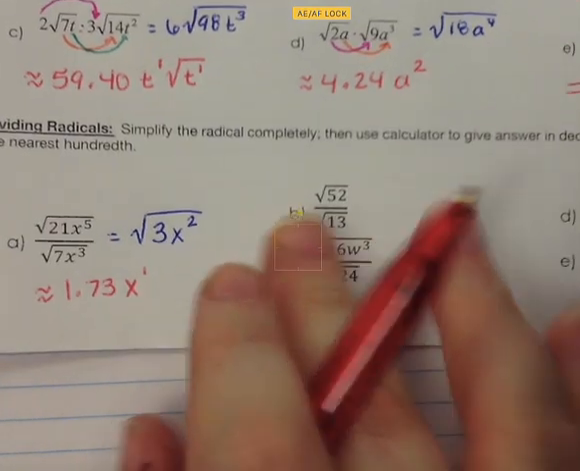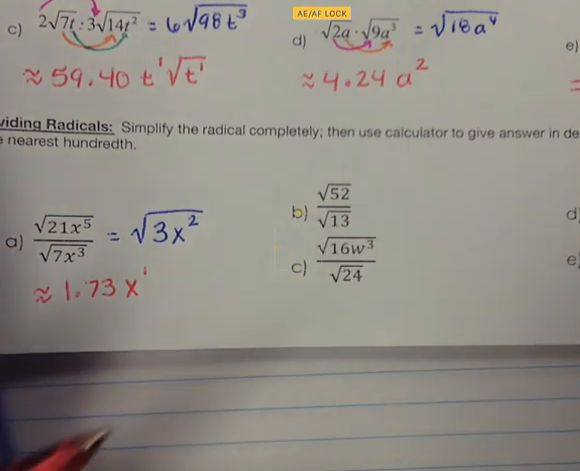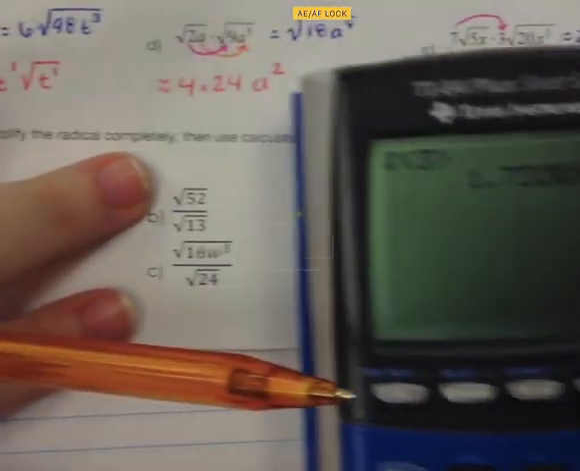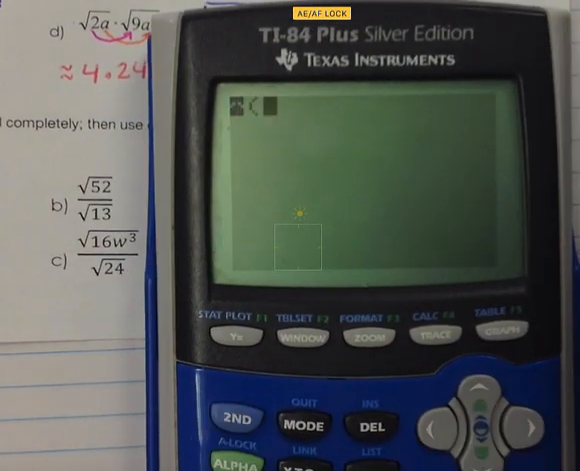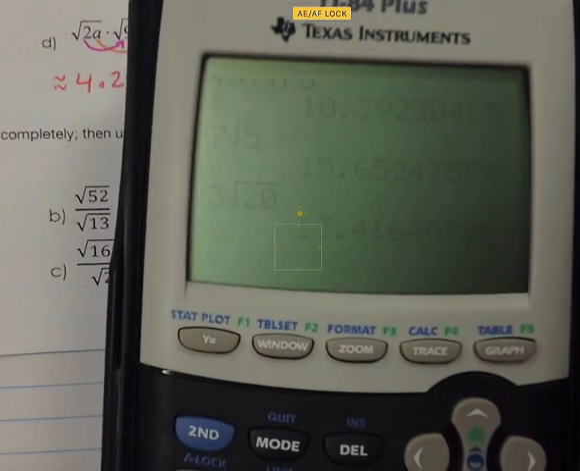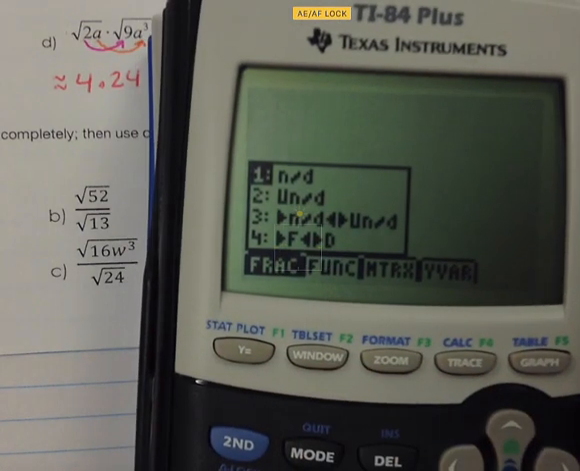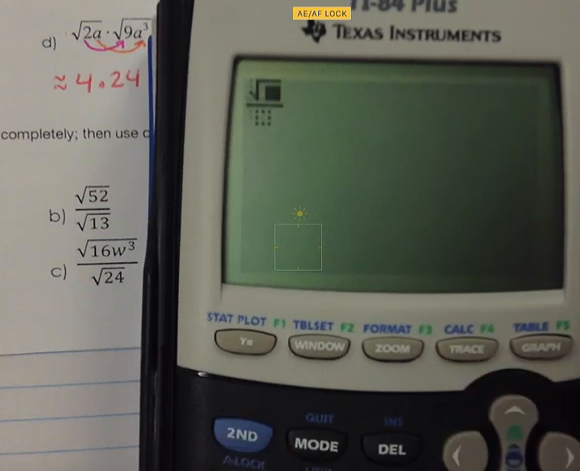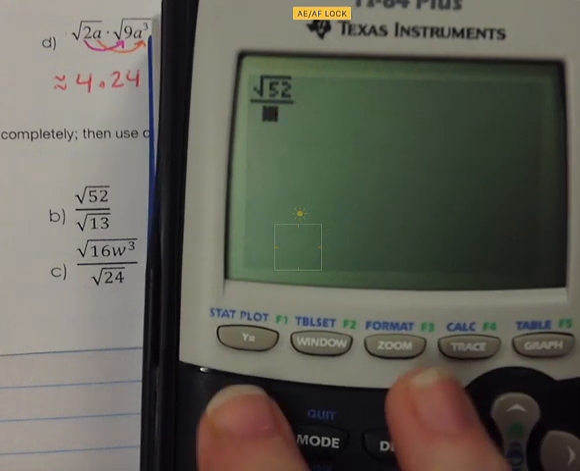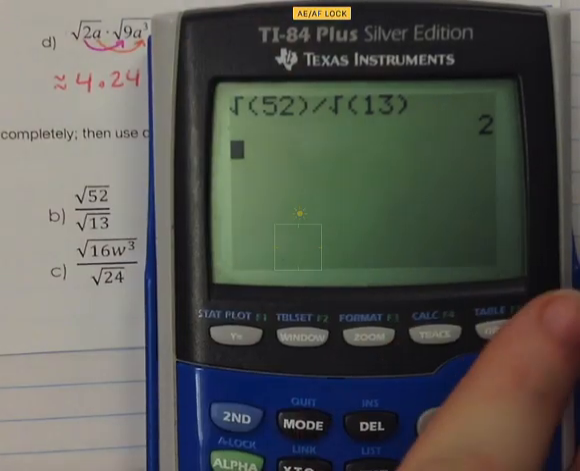On B, since these are just square roots and no letters, we can actually just type this into our calculator. So we have the square root of 52. Calculator: square root of 52, close the parentheses, divided by the square root of 13, close the parentheses. And we get 2. That's actually our final answer. In the newer calculators, you can do alpha, y equals, and it turns into a fraction, numerator and denominator. You can do the square root of 52, and then go down, and then go to square root of 13, press enter, and you also get 2. So the answer is just 2.